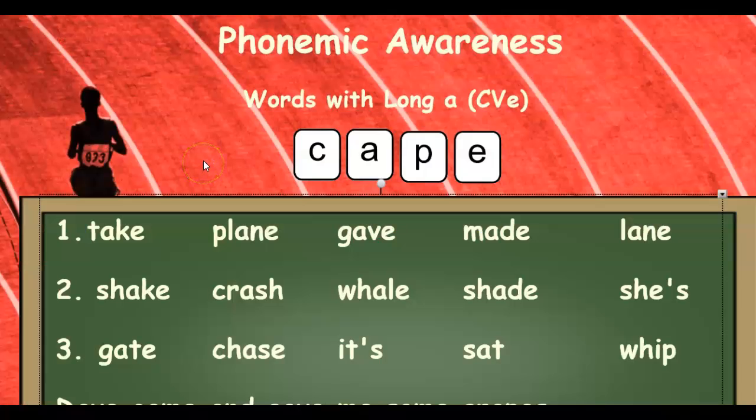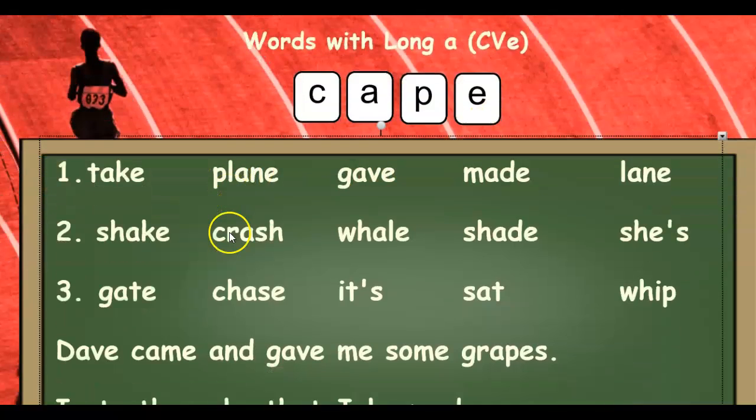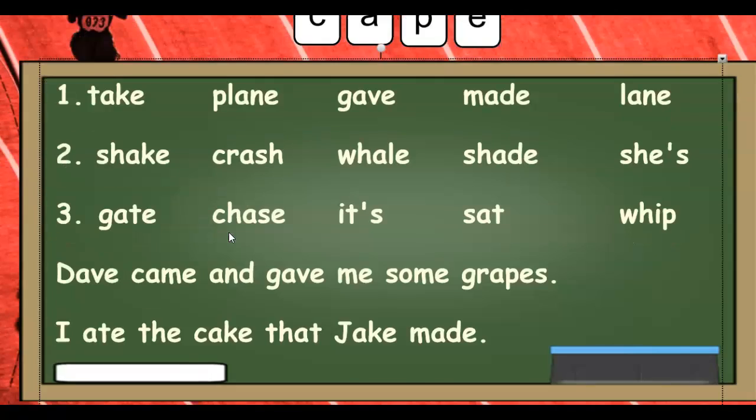Now let's blend some words together. We are still working with words with long A, so they make the A sound. Let's start with this word up here. Help me blend it. K, A, P. K, A, P. What is the word? Cape. Awesome job.